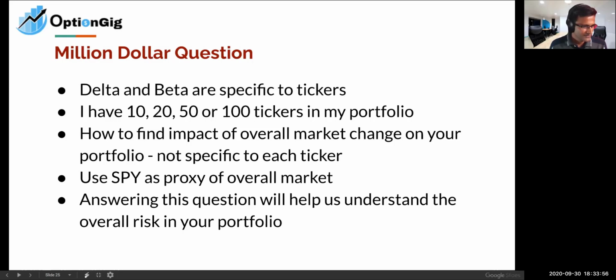Question from Steve. I'm struggling to understand how delta runs from -1 to 1. Can you give an example? Okay, so Steve, what I meant was delta at an option level.